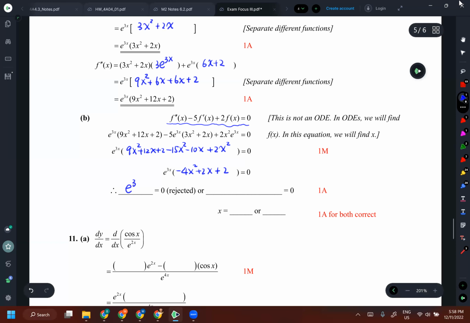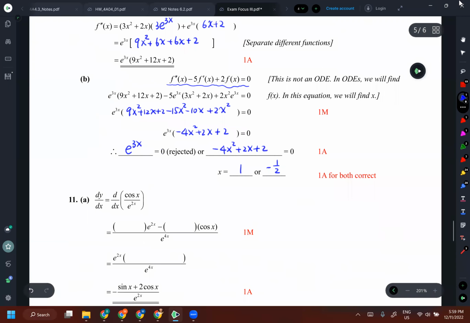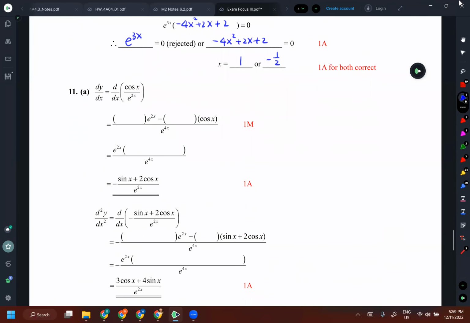You will find e to the power 3x equals 0, but rejected because it can never be 0. Some of you don't realize, but e to the power anything can never be 0. And the other part, negative 4x squared plus 2x plus 2, gives you two answers. One is 1, the other one is negative 1/2. Okay. Next one, 11.